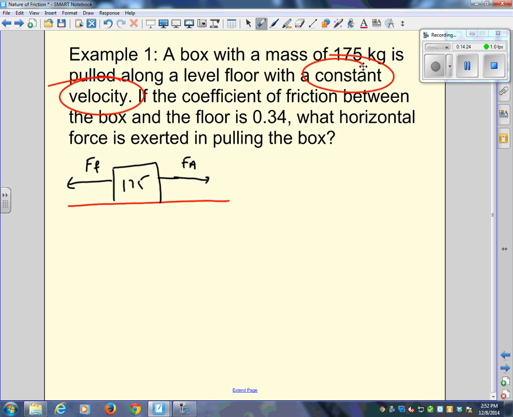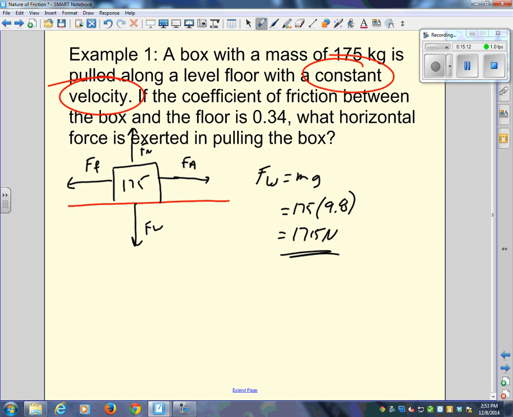Okay, so we are solving for FA. The way to get FA is to find the FF. Weight force down, normal force up, right? Okay, what is your spidey senses telling you is the first step? Let's find the weight force, the force of gravity. 175 times 9.8, or 1,715 newtons. So that would equal the normal force?